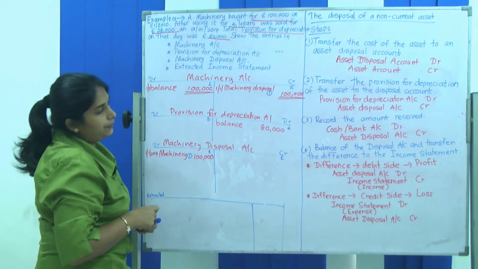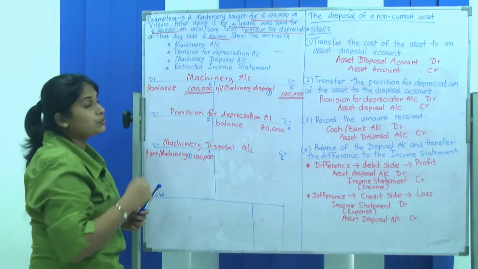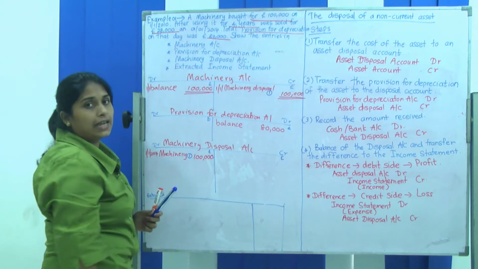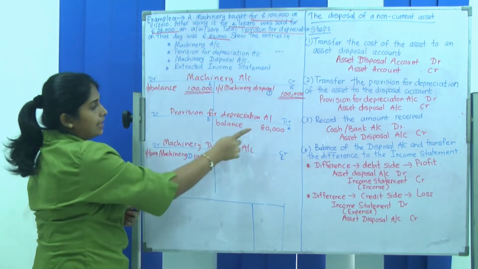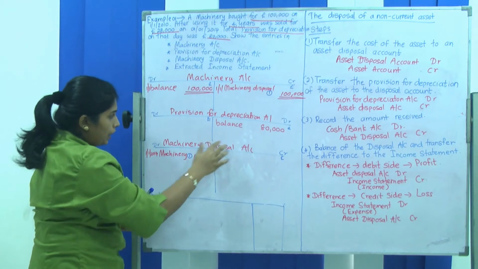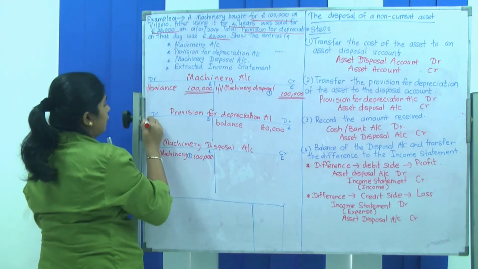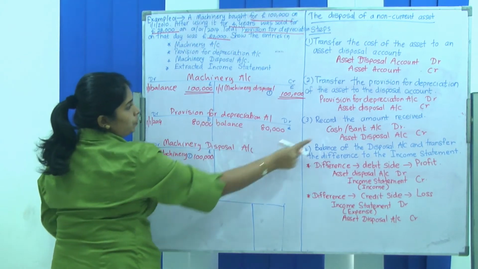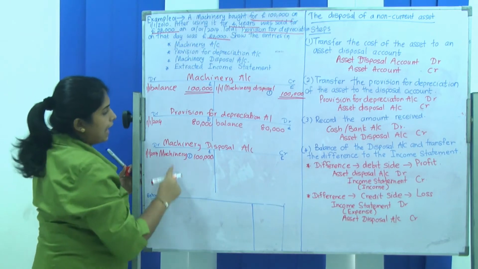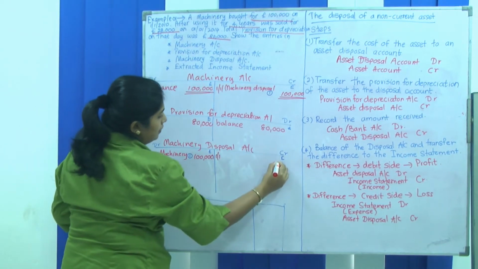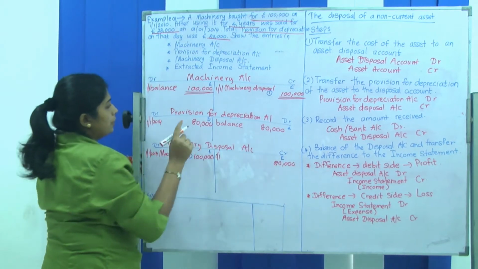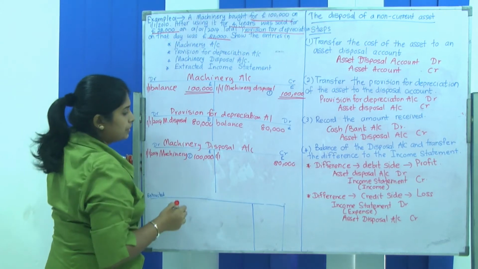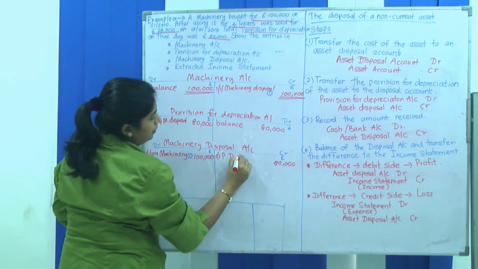Now the second step is the provision for depreciation you have to transfer. According to this question, they have totally calculated and given 80,000, so it's there on the credit side. To cancel it, on the 1st of January 2014, the provision for depreciation account will be debited and the disposal account will be credited 80,000. In provision for depreciation you can write machinery disposal, and in machinery disposal you can write provision for depreciation.